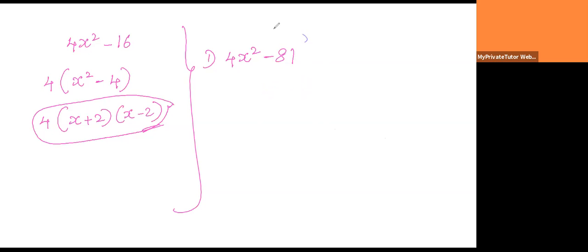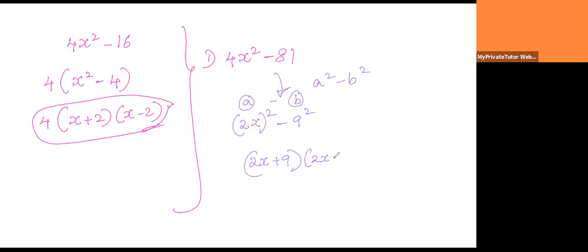See, in this question we are converting this into a square minus b square form, okay? For that, 4 can be written as 2 square, right? So 2x whole square minus 81, which can be written as 9 square. Now you can see that in place of a we have 2x, and in place of b we have 9. So you can write the answer as 2x plus 9 and 2x minus 9. That's the answer.